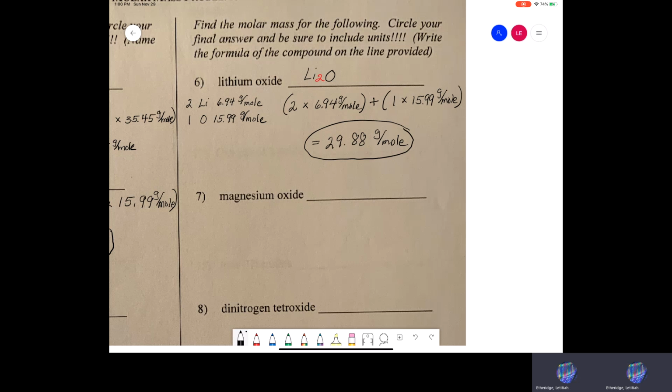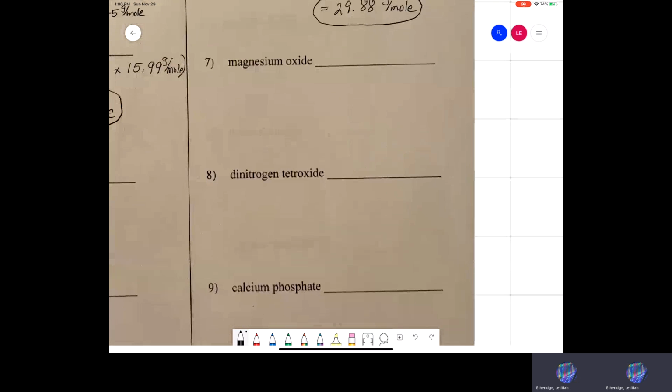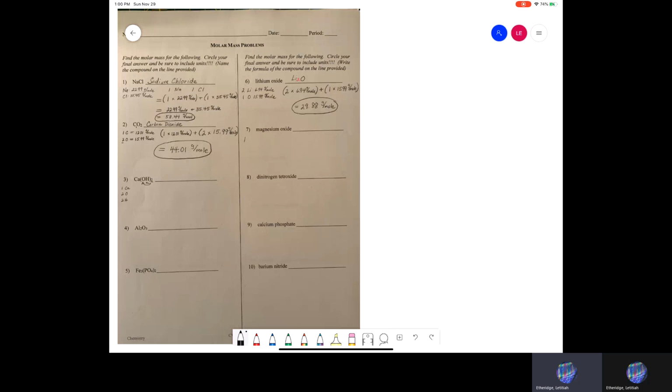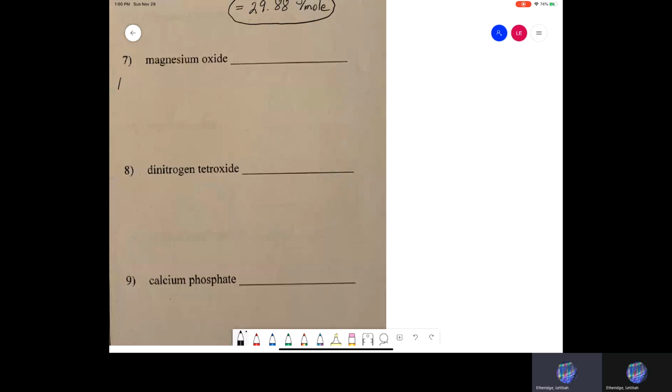Okay? It gets very repetitious, but remember, this is how we work. Practice, practice till you get sick of practicing and it becomes automatic. Okay, I'm going to do the next one with you, and then I'm going to let you do the rest of the worksheet on your own. So we have magnesium oxide. So remember, magnesium, and we have oxygen.